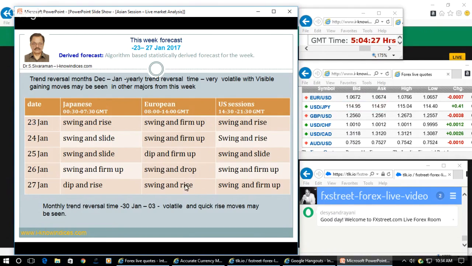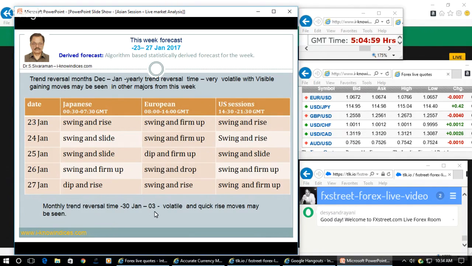Then they are expected to gain more levels during the European session and slowly gain, then swing and gain during the US session. A swing means they will make a small dip and induce the long holders to liquidate in a hurry, and later they will firm up to a close for the weekend. And next week you come across the monthly trend reversal time. So 2 days of January and 3 days of February will be there during that particular time.